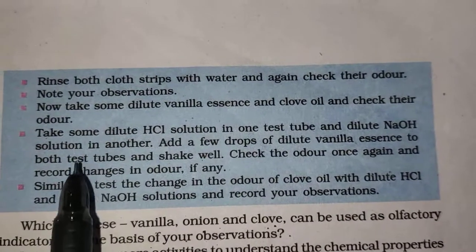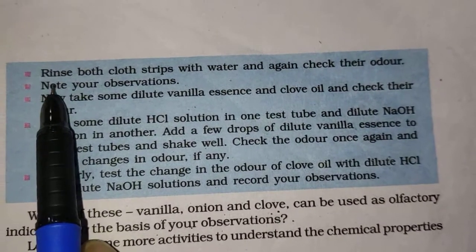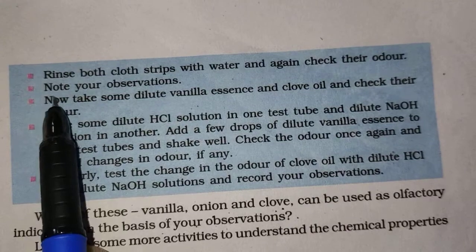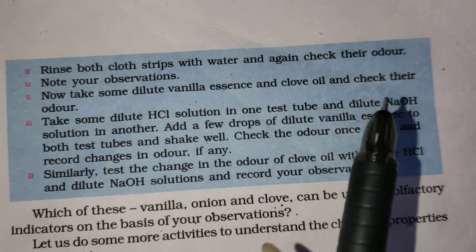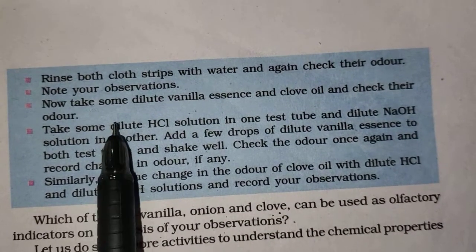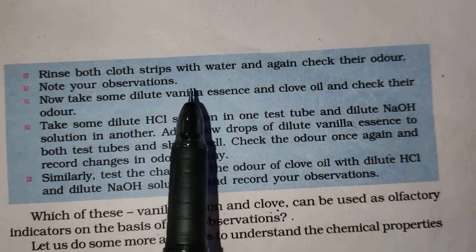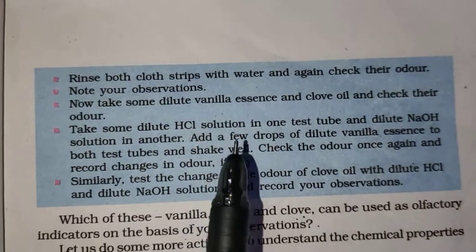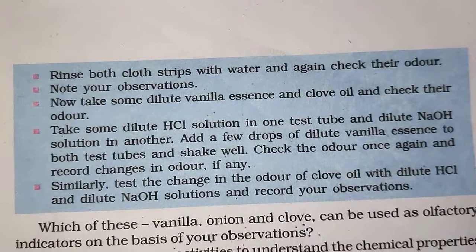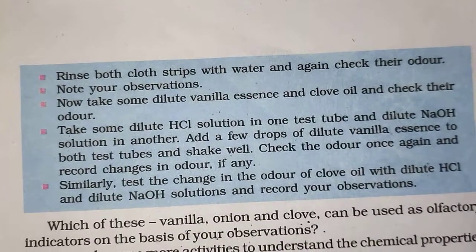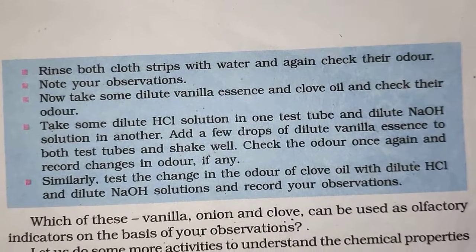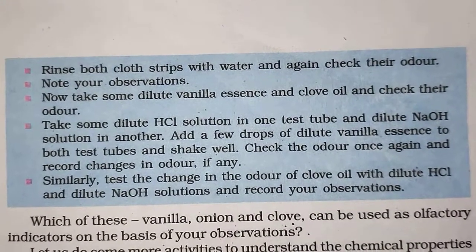So next, in acid base and salt, you see, rinse both strips with water and again check their color. Note your observations. So what's happened whenever we add acid and base in the strip of cloth which is packed with the onion, you see the smell of the paper strips will be different in basic and acidic medium.